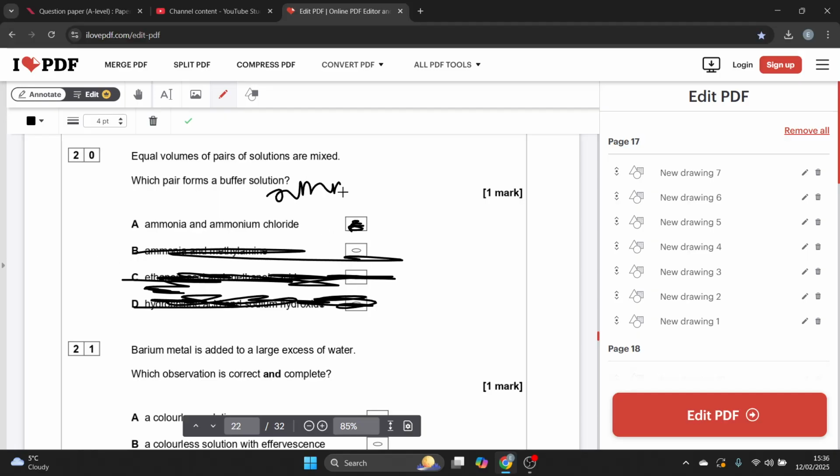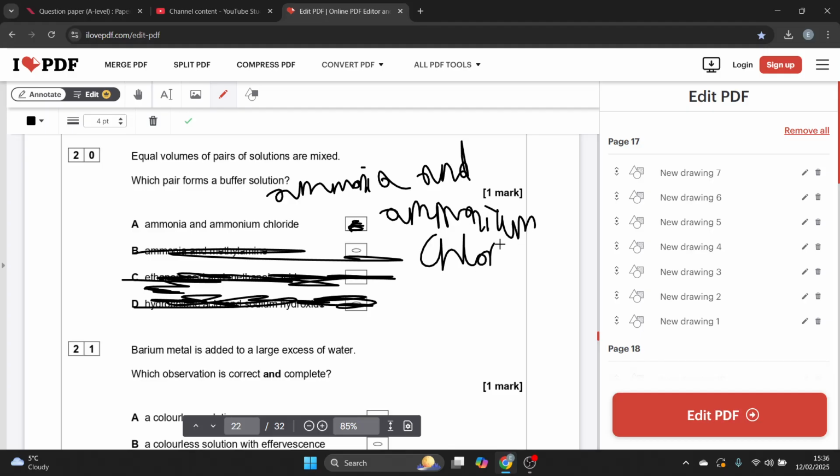Ammonia and ammonium chloride forms a buffer solution.